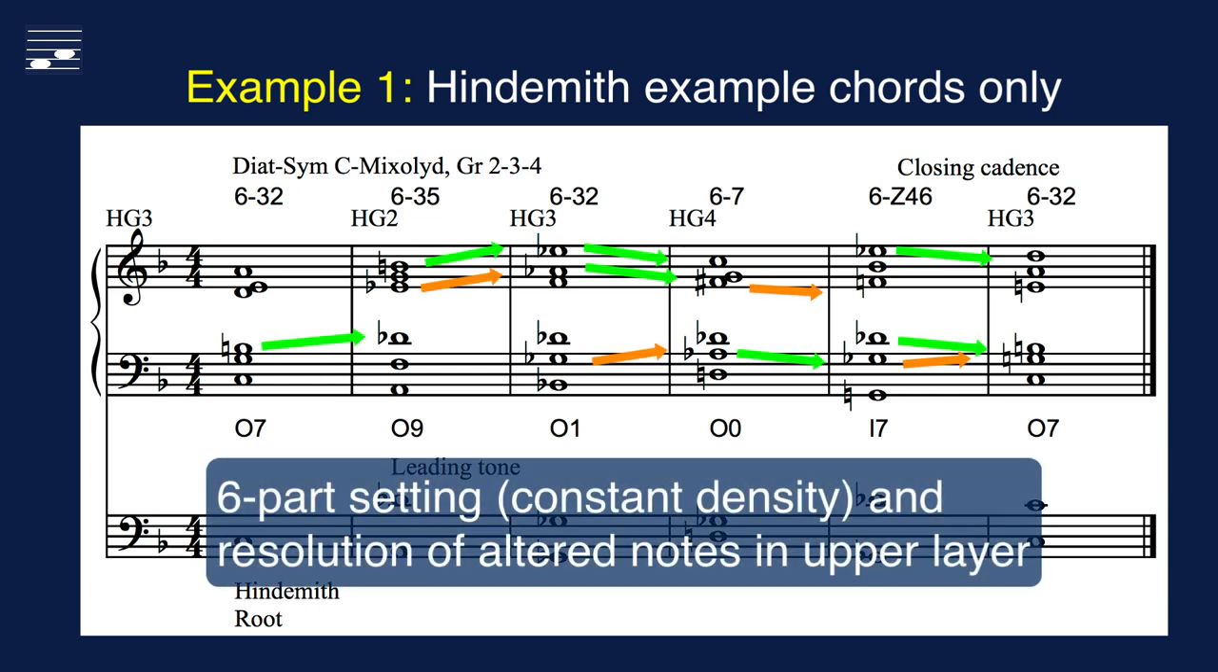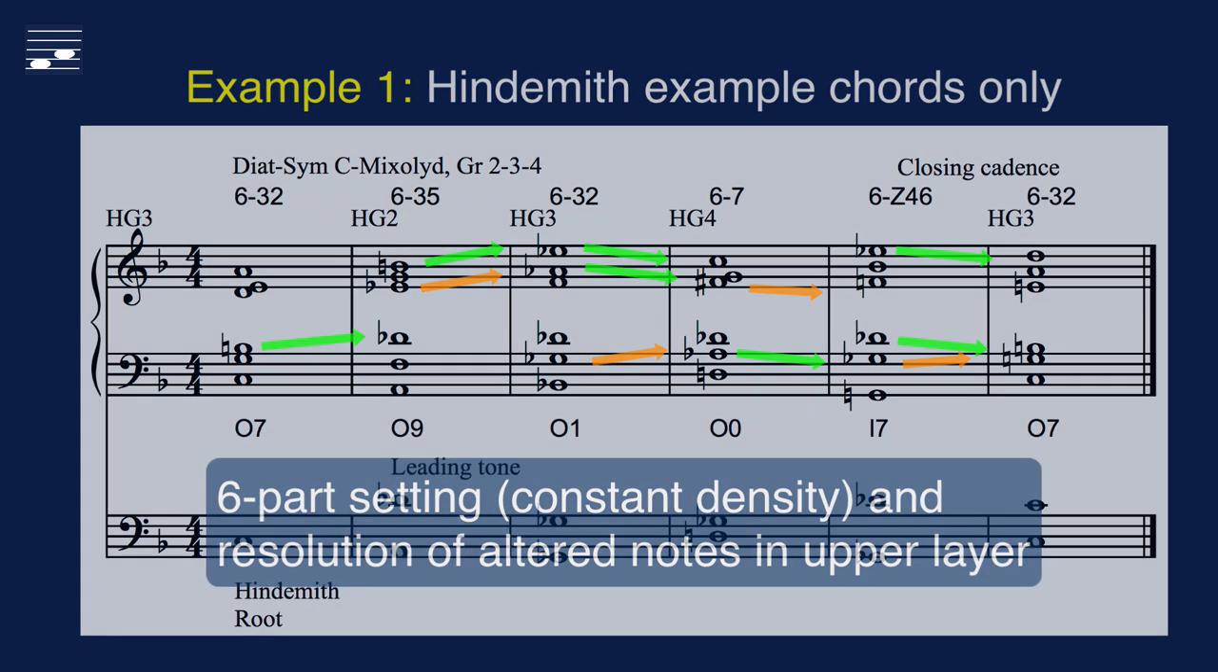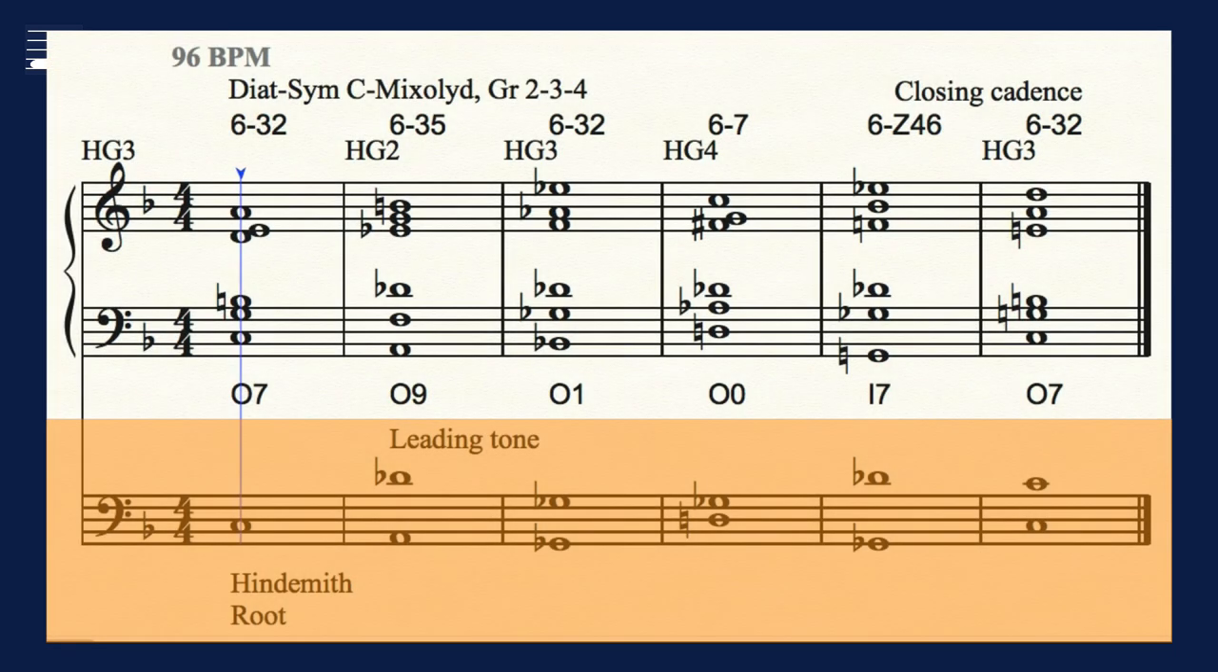This is a constant density 6-part setting and I've marked the resolution of the altered, non-diatonic notes in the upper parts. Some alterations move in the expected direction. These are the green arrows. Remember that there is no obligation for correct voice leading in this system, as indicated by the orange arrows.